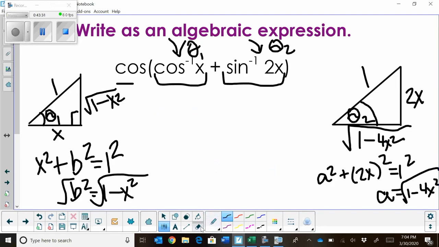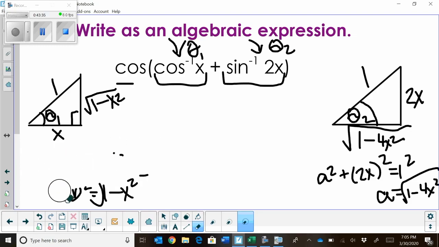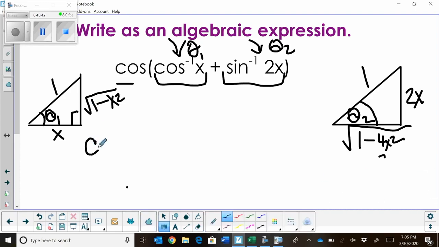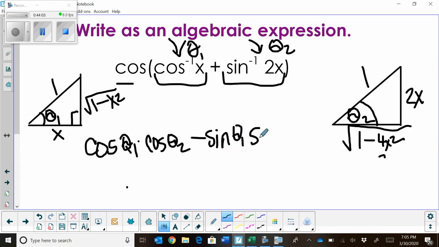Now we have our triangles drawn. Now we need to expand the cosine formula. It's going to take a little bit. So we have cosine of the first angle, I'm going to call this theta 1, times cosine theta 2, minus, because it's the opposite sign, sine theta 1 and sine theta 2.